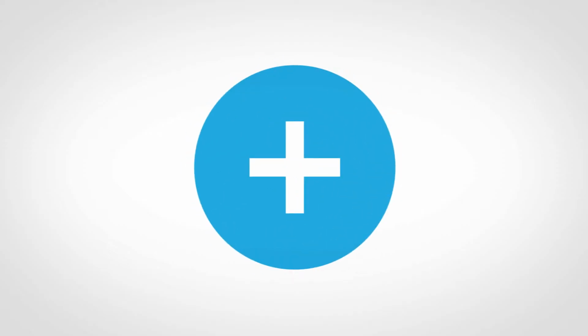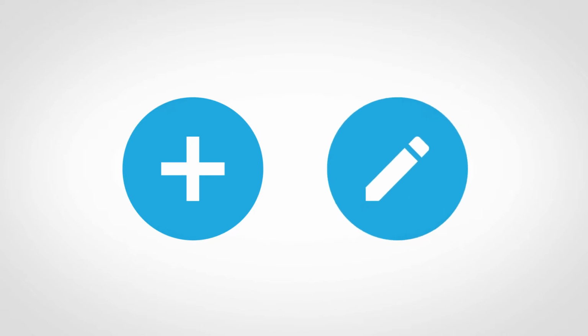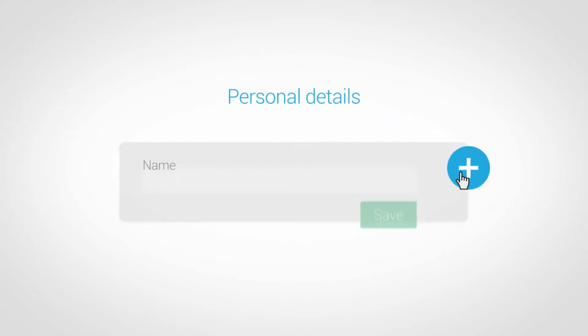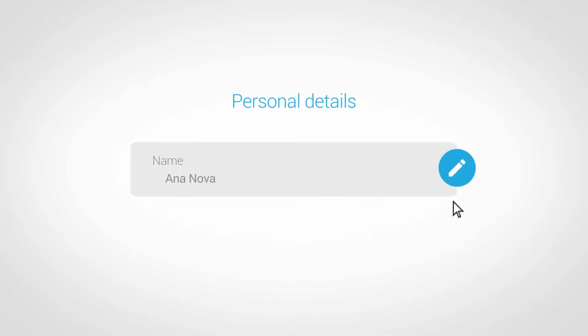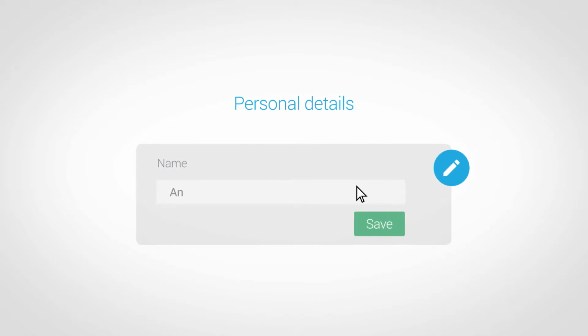You add information by clicking the plus button. To edit an entry, click the Edit button. Now you can add or change information. Once complete, click Save. Don't worry, if you make a mistake, you can always change your answer.